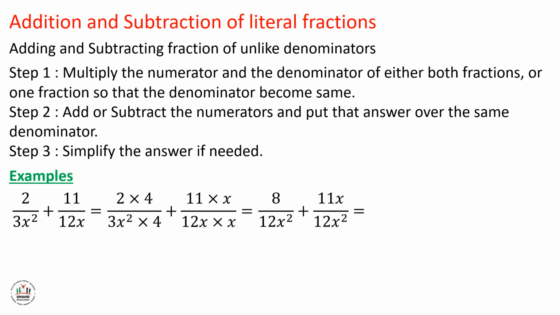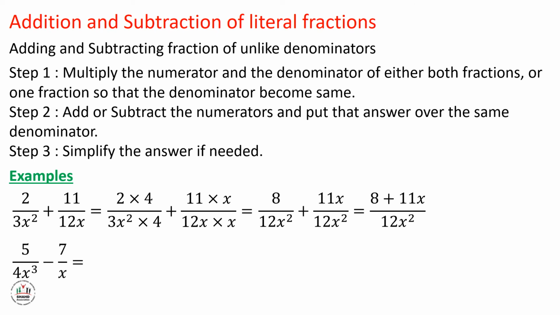And in this way, we got the same denominator, and then we can take 12x squared as common denominator. And of course, we can add the numerators together. 8 plus 11x. We can keep them as they are because they are unlike terms, they don't share like terms.